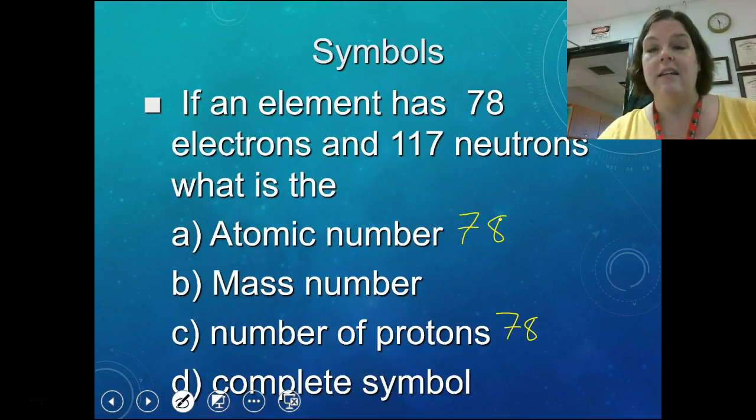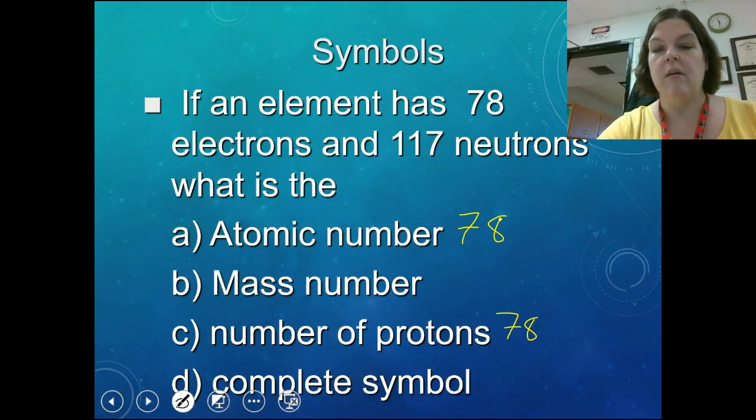And this is the case where you're like, well, that's the same as number of electrons, Ms. Rains. Yes, it is. However, remember, I'm just trying to get you to understand that the atomic number is equal to protons, and protons are equal to electrons. I do understand that they're equal to one another. So to get the mass number, I have to take 117 plus the number of protons, which is 78. 7 and 8 is 15. Carry the 1, that's 9. So I have 195 as my mass number.